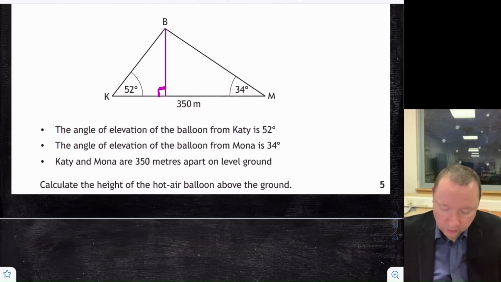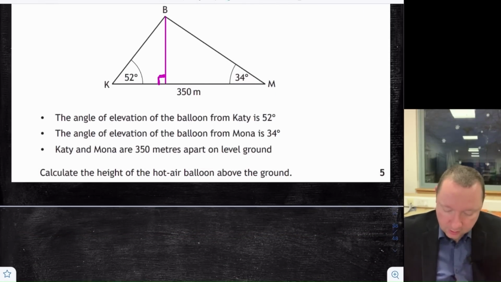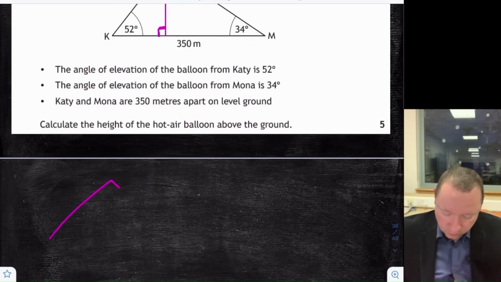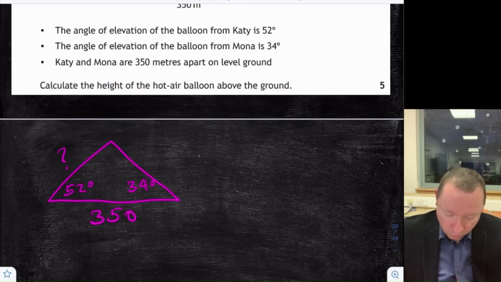So let me draw a little diagram for us, or take some notes on this one. If I draw that without all the information, it's sometimes easy to do this. You've got 350 down here. I've got 34 degrees here, 52 degrees here, and I want to calculate this side here. I'll call that A. So I've got this pair, and I'll need another pair, but I've not got this one.